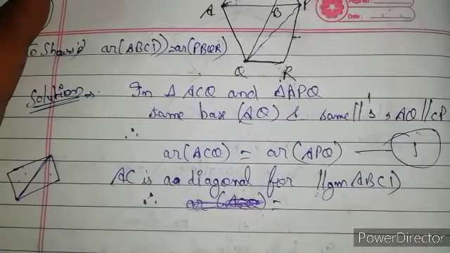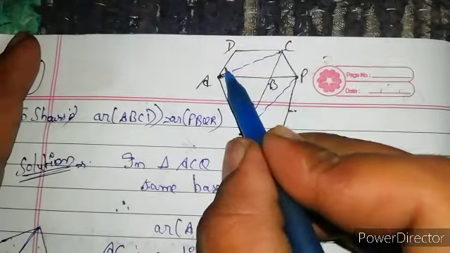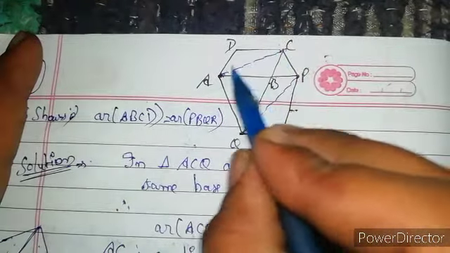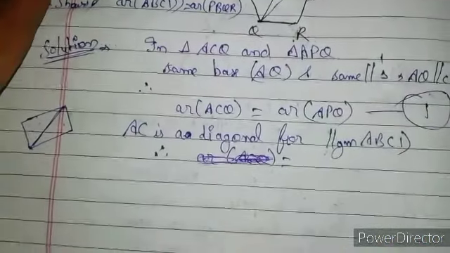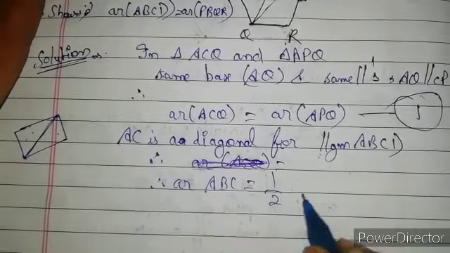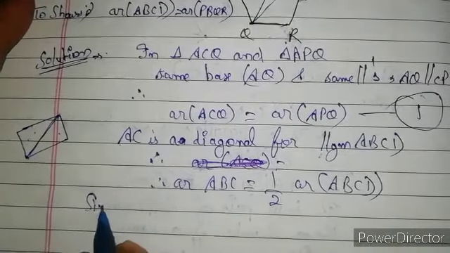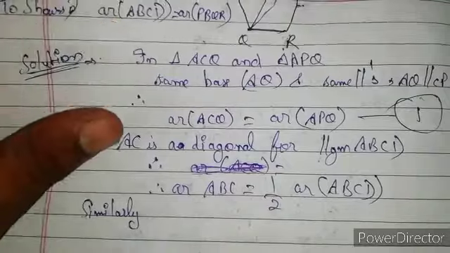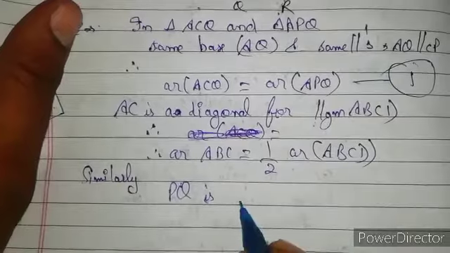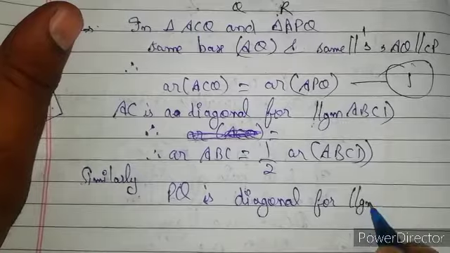First of all, name this equation as first. Here we can say that area of ABC is equal to area of ADC. Or we can say that area of ABC is equal to half of area of ABCD. So here we will write area of ABC is equal to half of area of ABCD. Similarly we know that, look here, PQ is a diagonal for parallelogram. Which parallelogram?